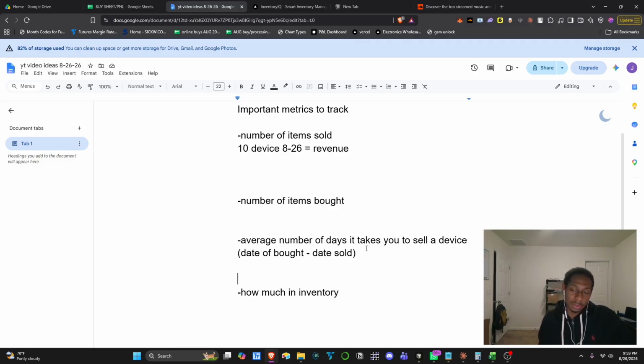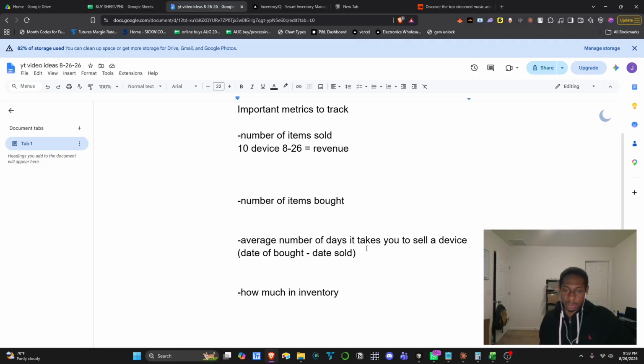You don't want to be sitting on devices for too long and not moving them. What's the point of buying a device if you can't move it? As a phone flipper, you should not be buying anything that you know that you cannot sell, or you should already have a buyer in mind before you even purchase it. Never buy anything that you can't move.